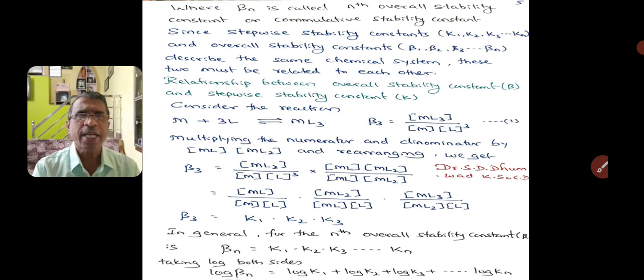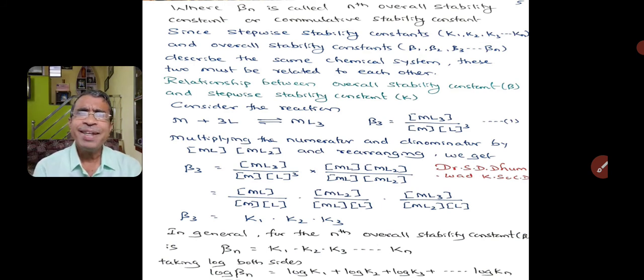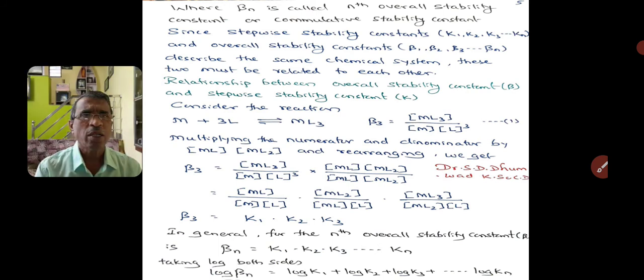For this reaction, beta 3 is equal to the active mass of ML3 divided by the active mass of M into the active mass of L raised to 3. Multiplying the numerator and denominator by the active mass of ML and the active mass of ML2 and rearranging, we get beta 3 is equal to the active mass of ML3 divided by the active mass of M into the active mass of L raised to 3, into the active mass of ML1, into the active mass of ML2 divided by the active mass of ML1. ML1 can also be written as only ML, also into the active mass of ML2.